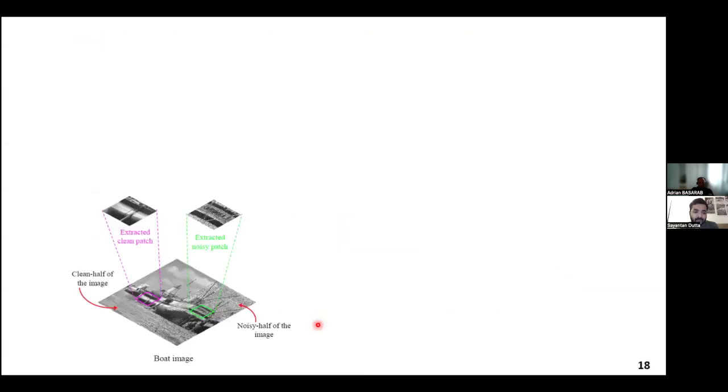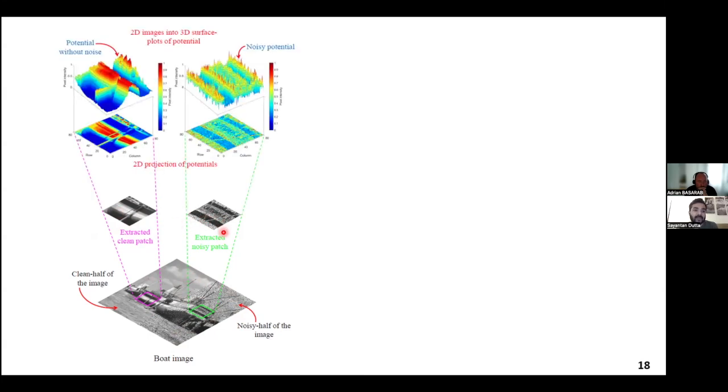Now let's have a look at how these wave functions look in the presence and absence of noise. For this, I chose an image where half of the image is contaminated with noise, and I extracted two patches. You can see the patterns are more or less similar. This is the clean patch, this is the noisy patch, and here I plot the pixel value in the z direction. So the high pixel value represents a higher value in the z direction, and it looks like a 2D surface in a 3-dimensional plot.